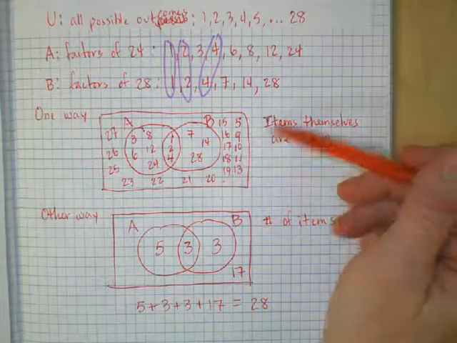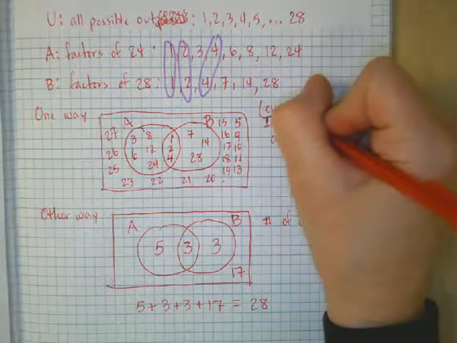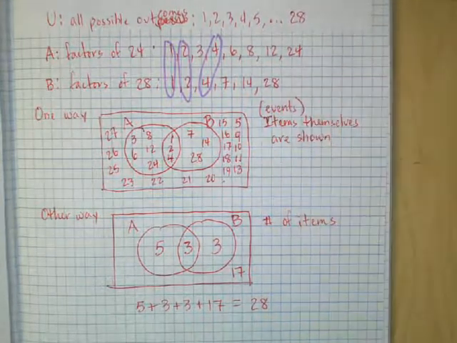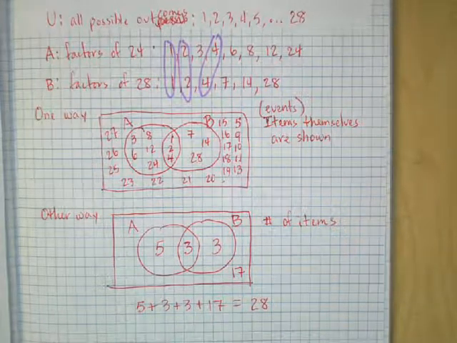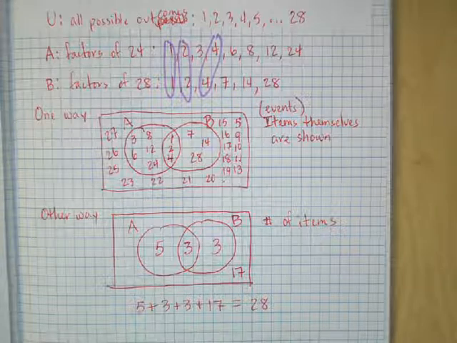So why did I say items? I could say events. The events or the items that you're trying to select from. Okay, so that is for our Venn diagrams. So two different ways of doing it.